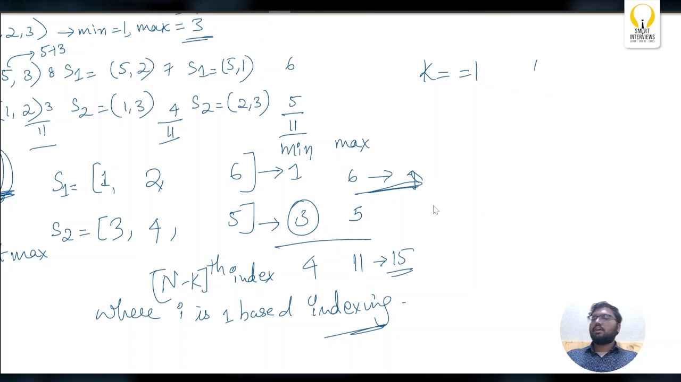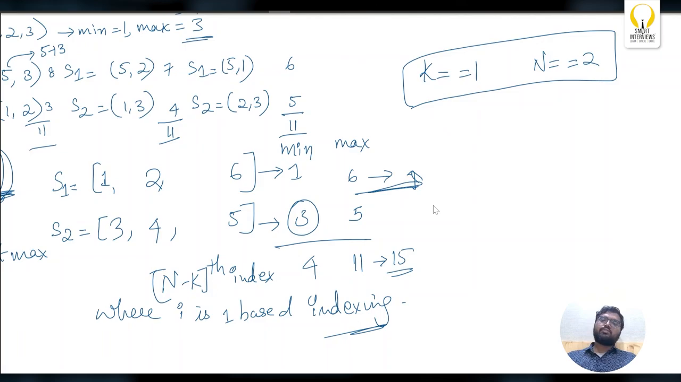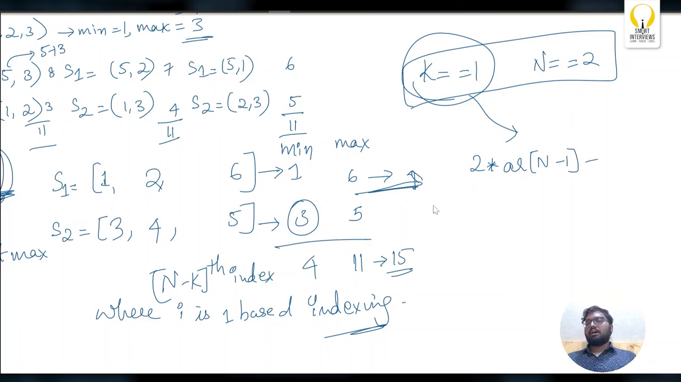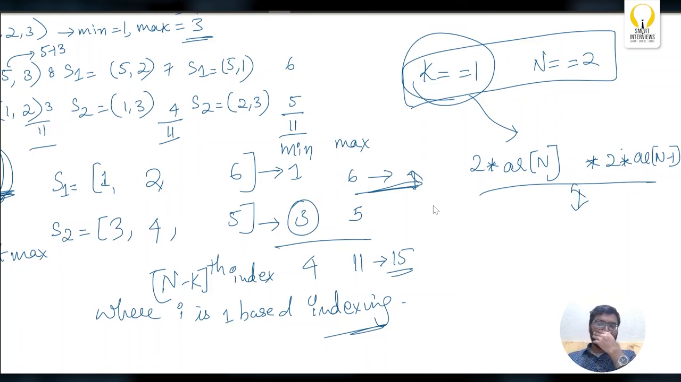k is 1 and n is 2. So what are you going to consider? If k is 1 and n is 2, definitely you are going to multiply the first number, that is the last number, and that is the nth index if you are taking one based indices, and similarly the second highest number, that is array of n minus 1. Both the things you are going to multiply 2 times, right? Yes or no? So both the numbers you are going to multiply 2 times. So this is how you are going to get it.